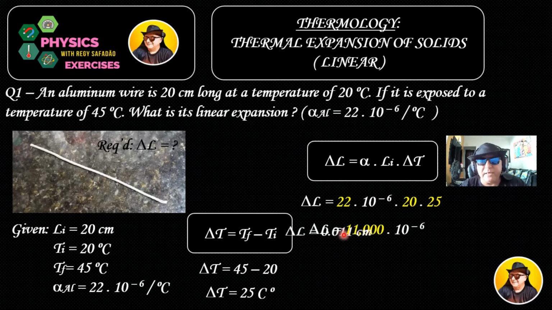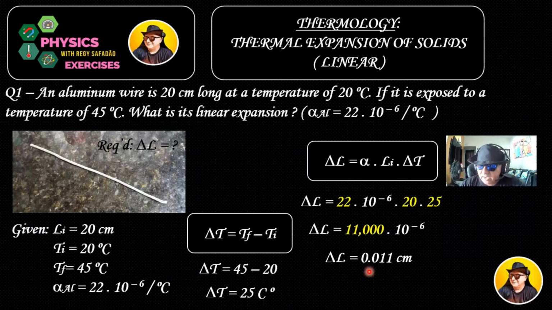So pay attention. So delta L is, so I have to move one more space. So I was here in 5, now 6. So the point is going to be here. So fill the space with zeros. So 0.011 centimeters is the linear expansion of question number 1. All right. So far, so good.